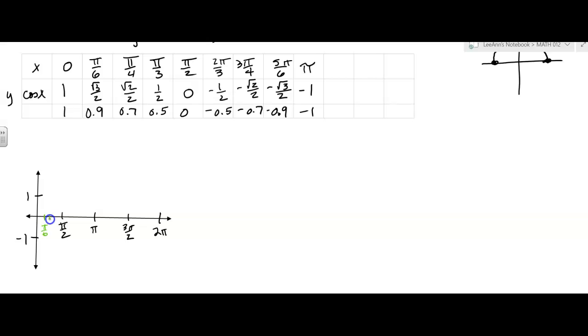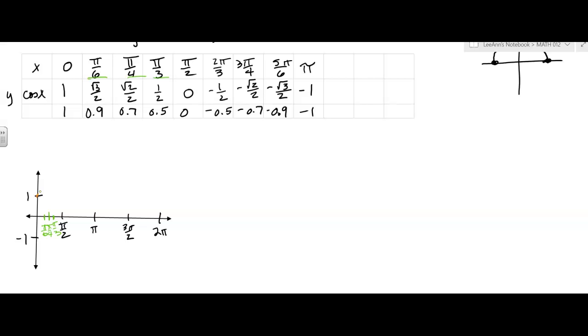And then halfway in between would be pi over 4. And then 2/3 of the way would be pi over 3. You probably can't read those, but they're right here off the chart. Okay, and so we have points at 0, 1, right there. And I always remember cosine starts at 1.